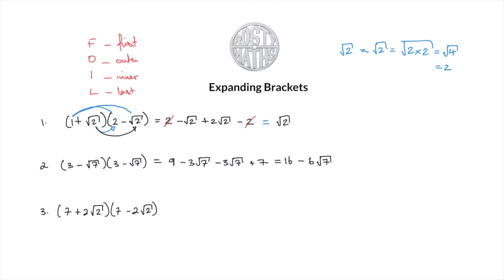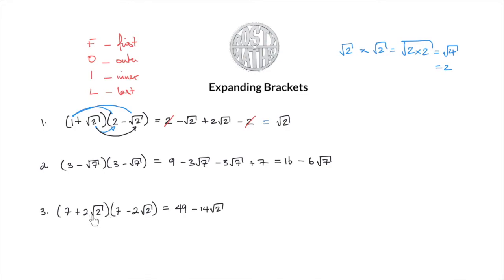Okay, cool. Let's finish this video up, otherwise it gets too long. Down here, surds again, but this one is one with a little bit of a twist because there are numbers in front of each surd. Let's go for it. So first, 7 times 7, 49. Outer, 7 times 2 root 2. Well, 7 times 2 is 14. So that is minus 14 root 2.